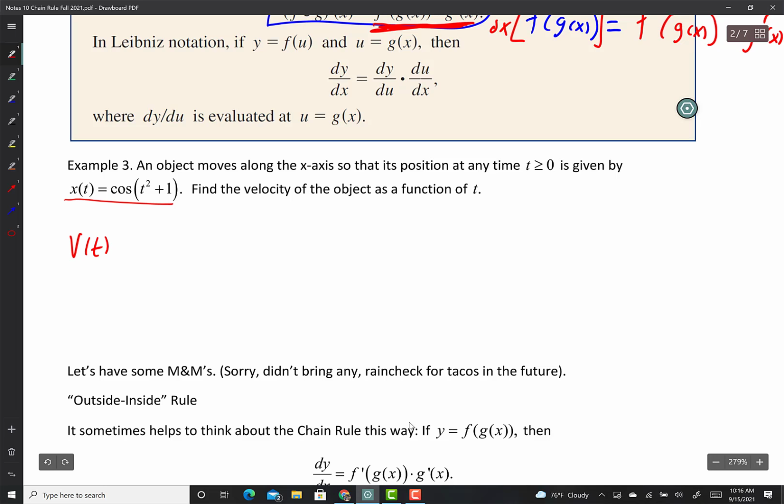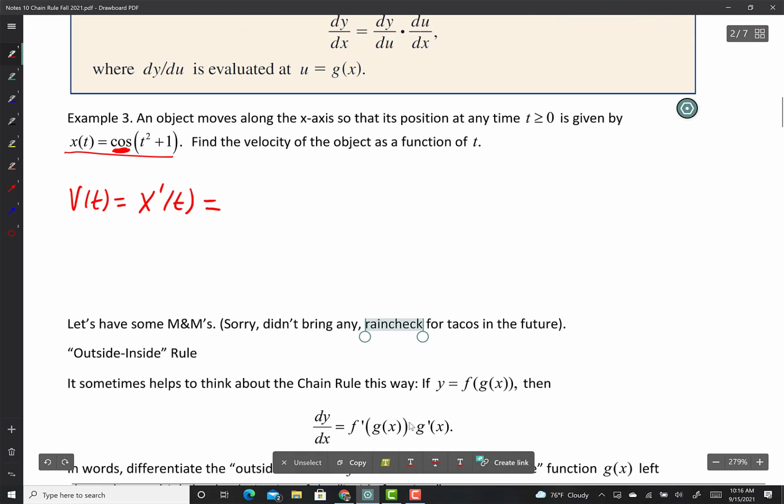V of t is equal to x prime of t. That means derivative. Which is equal to, so what's considered outside? That cosine is outside and the t squared plus 1 is inside. You guys ready? What's the derivative of cosine? So we're going to write negative sine, and it's an argument, so you got to leave the t squared plus 1 by itself anyways, so double whammy.